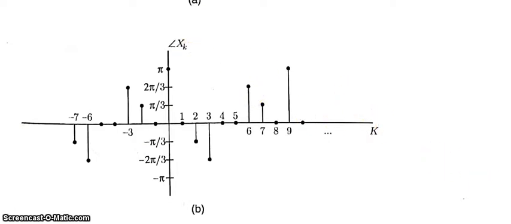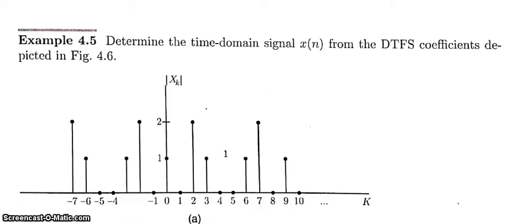The first thing is we have to identify the period of the signal from the magnitude spectrum. If you observe, this signal is found to repeat with a period capital N equal to 9. If you consider this range extending from -4 to 4, we can see the signal is repeating after that.